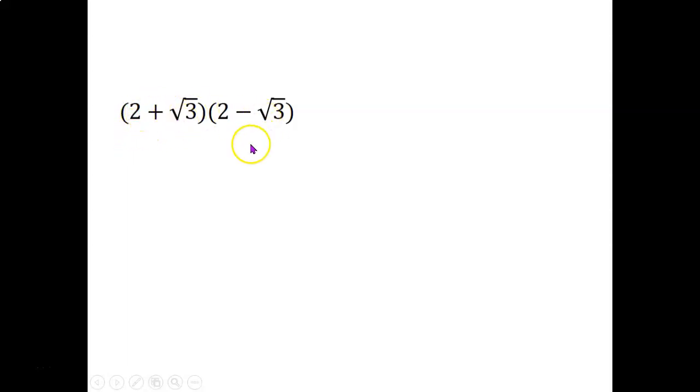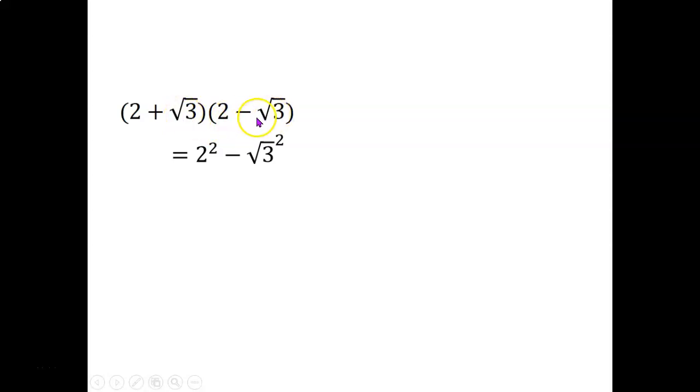The two things that we're multiplying together are the same as one another, except that one has a plus and one has a minus. So when you multiply that out, you get 2 squared, the first thing squared, minus the second thing squared. If you actually did use the FOIL method, you'd get 2 times 2. On the outside, you'd get minus 2 root 3, and on the inside, you get plus 2 root 3, so those would add up to 0.